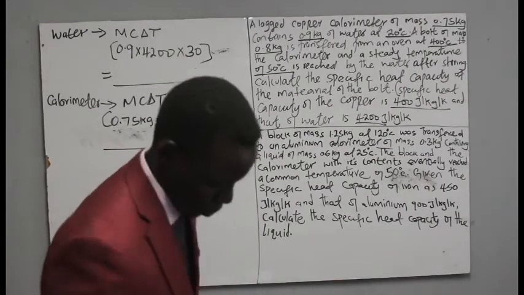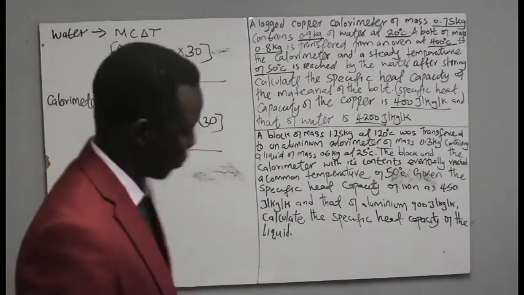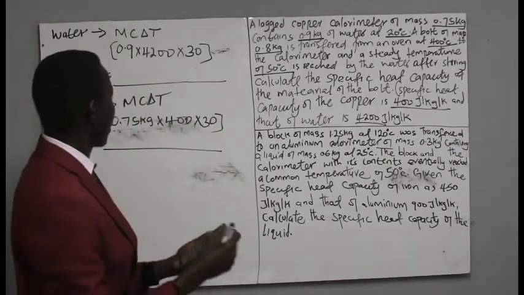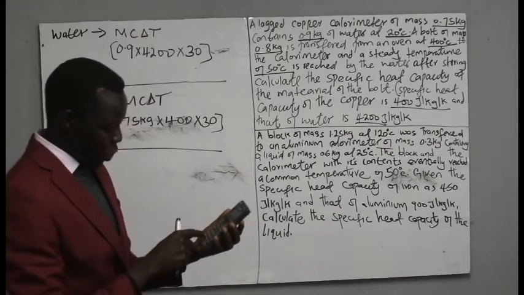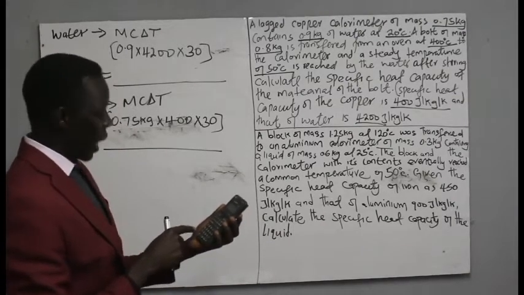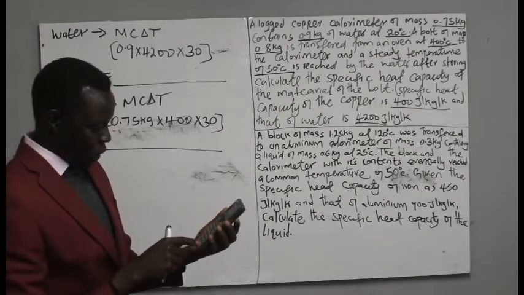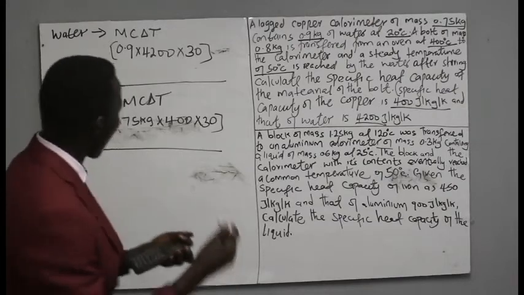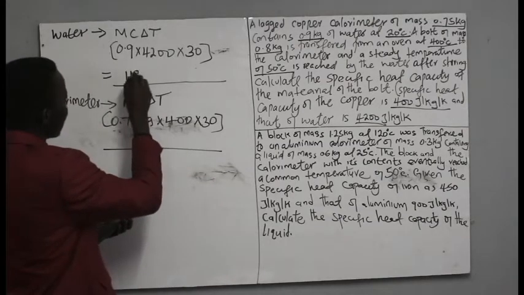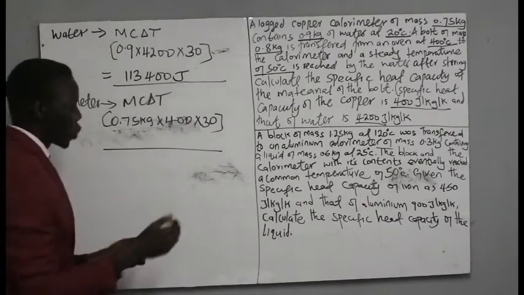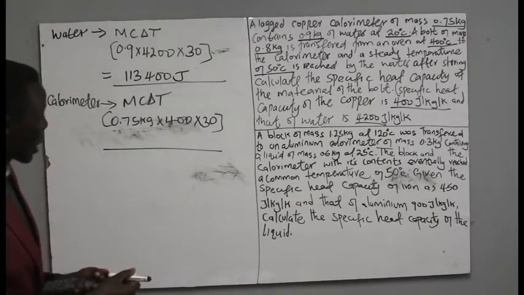Let's do it. I always say, make use of the calculator your parents bought for you. I know you may not have money to buy a calculator, but you need to thank your parents for doing that for you. This one gives me 113,400 joules, if I'm not wrong. Confirm from your side.